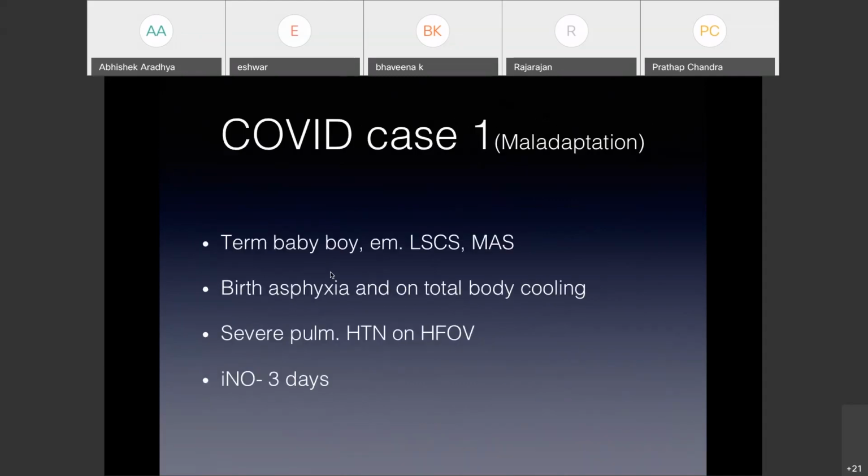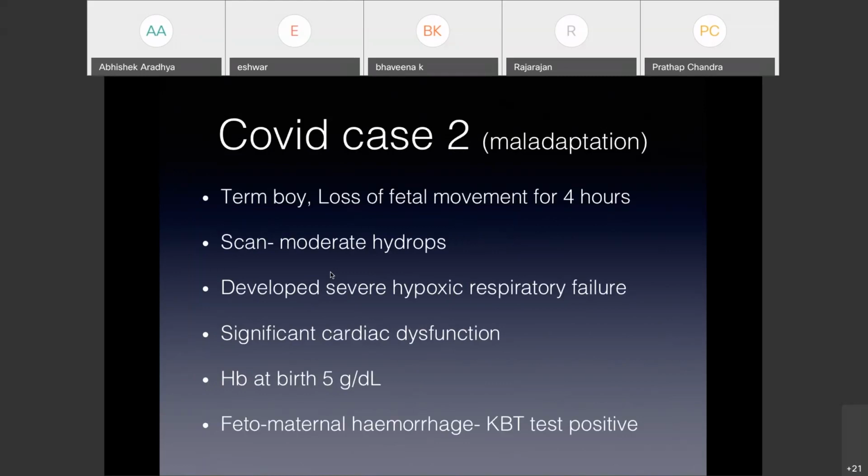And two examples that I would like to share here. During the COVID season, we were very busy when we used nitric oxide on 3 babies. One of the first cases, term baby boy, LSCS, meconium aspiration, which means there is a maladaptation. And this baby, unfortunately, had birth asphyxia and needed total body cooling. So there is not just a double whammy, there is a triple whammy as well. This baby presented to us with severe pulmonary hypertension and on high frequency, and the baby needed inhaled nitric oxide for 3 days.